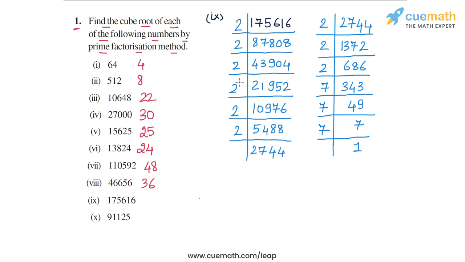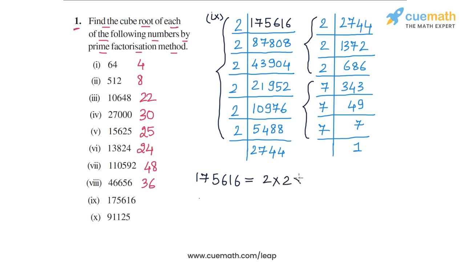And let's see how many repetitions of 2 and 7 we get. So we have these 6 repetitions of 2 in the first column, and then these 3 repetitions of 2. So in total we have 9 repetitions of 2, and then we have these 3 repetitions of 7. So let's write this. The number is 1,75,616, and in prime factorized form this number has 9 repetitions of 2, right? And it has 3 repetitions of 7.